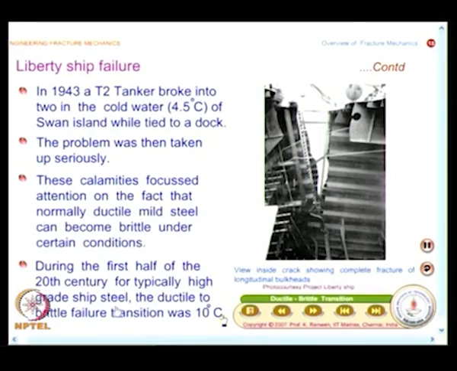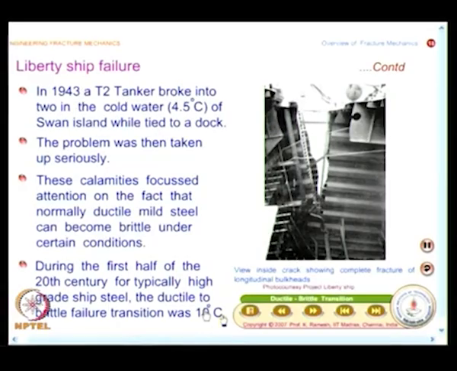And if you really look at the first half of the 20th century, for typically high grade ship steel, the ductile to brittle failure transition was only 10 degrees centigrade. That is too high, because the operating temperature is far below this. You never had this kind of an exposure earlier.